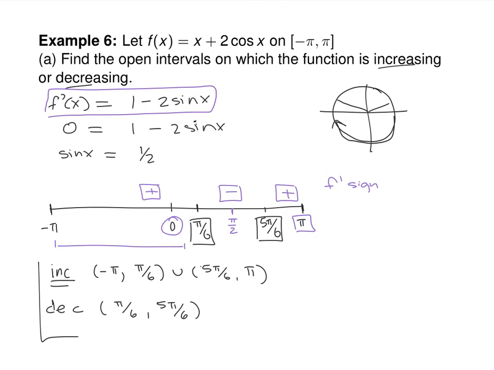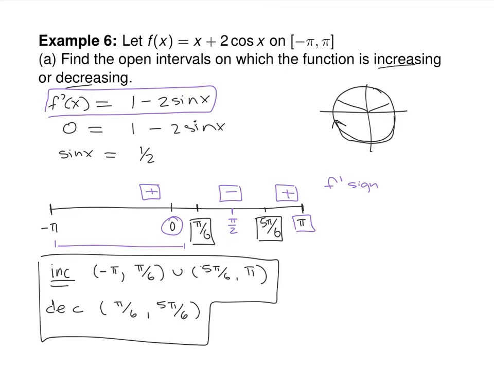Now, I'm not going to be picky about the endpoints of the interval, because it isn't even clear to me exactly if it was to include negative pi or not, if it technically counts. I don't really care, but the middle points, definitely the derivative is 0 there. Those are definitely not included. Okay, so that's the only thing.